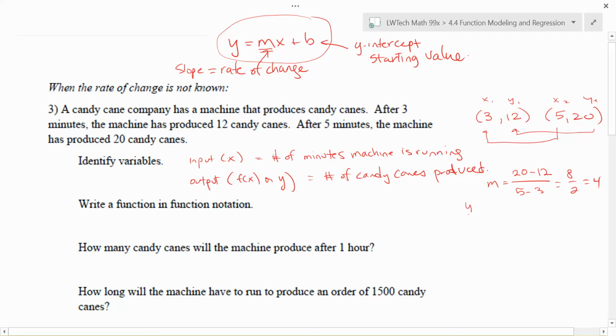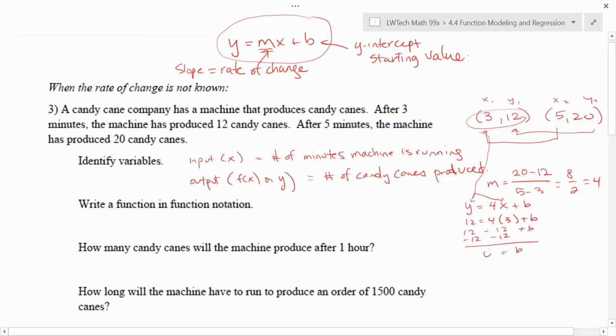So if we write this in our equation, y equals 4x plus b, now we can solve for our y-intercept, which we weren't explicitly given. Pick one of our values for x and y. I'll use 3 and 12. So 12 is equal to 4 times 3 plus b. So we're just plugging our point in for x and y here. And when we solve that, 4 times 3 is 12. And then we can solve for b, and we get b equals 0.